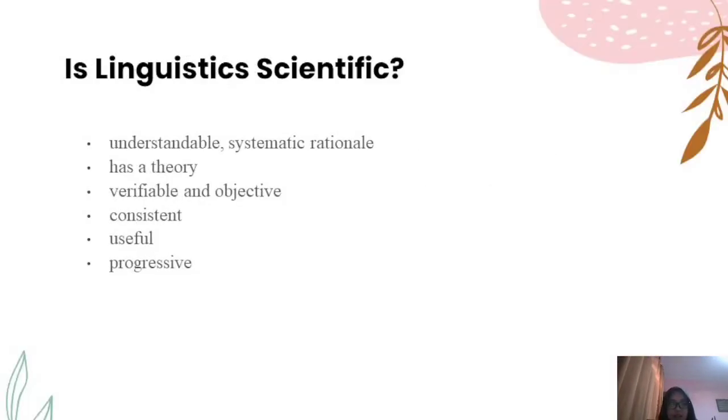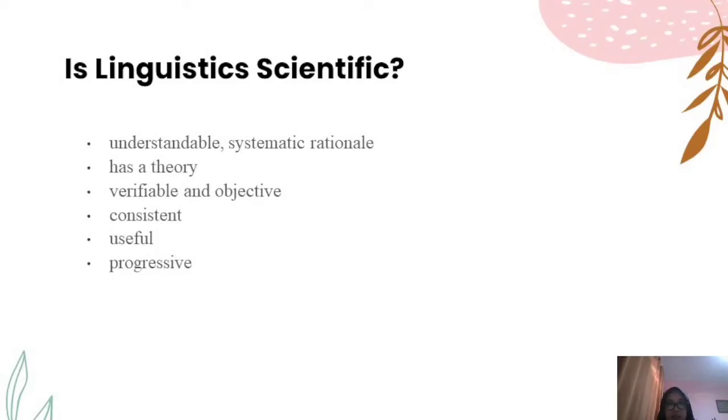And the third section is: is linguistics scientific? Before deciding whether linguistics is scientific or not, you must first find out what scientific is and what the criteria are. Scientific is the thing based on science. There are some criteria for something to be called scientific. First, the term science is used for knowledge based on a clear understanding, systematic, and rational.